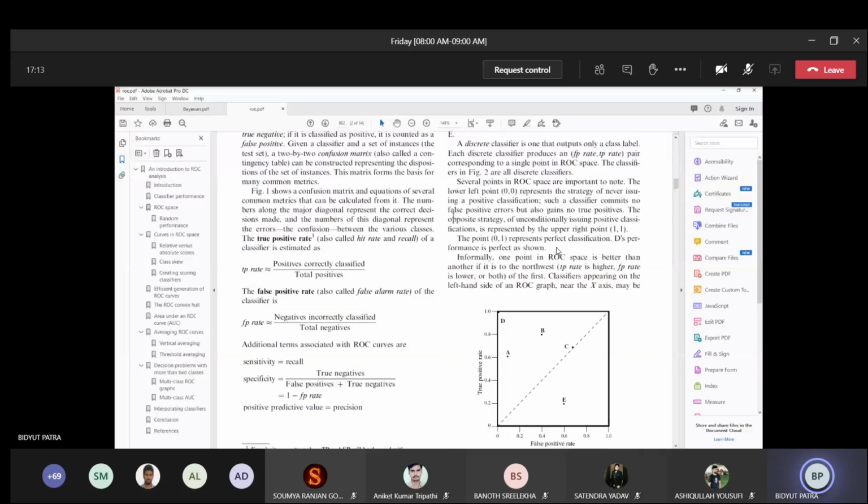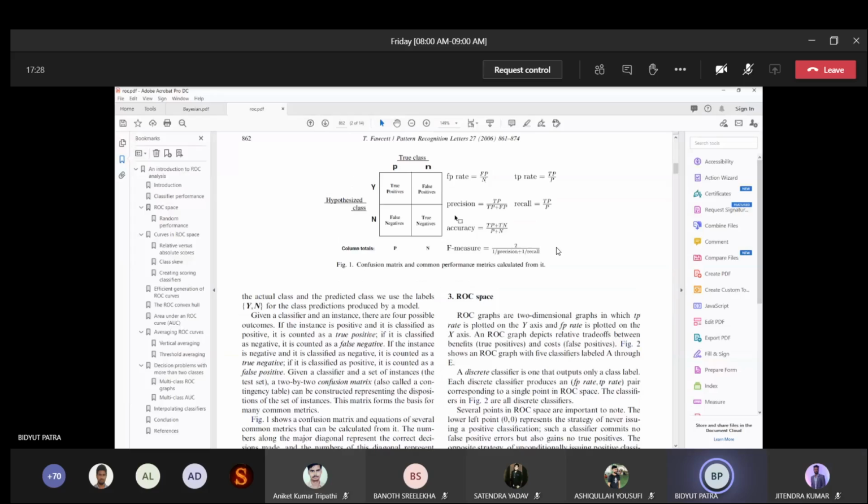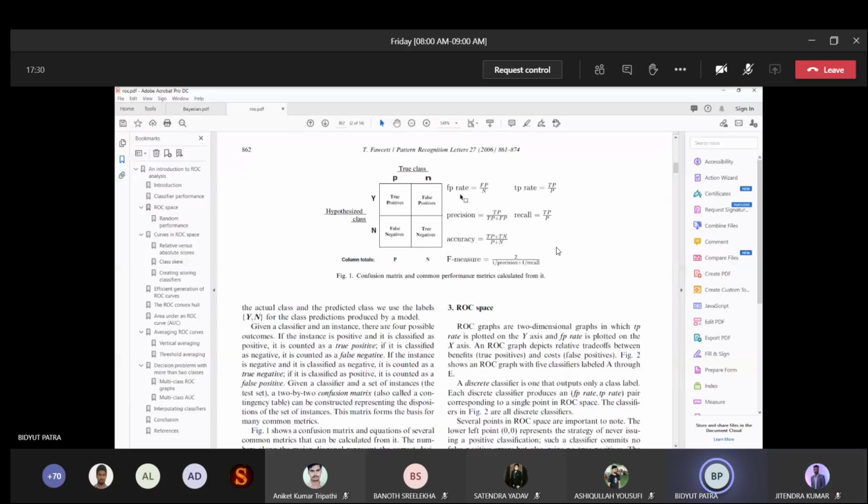Sir, here false positive rate is equal to false positive by n, where n is the total negative value, right? Yes. Okay, sir. Thank you. Yes, hopefully this is written. False positive rate is FP divided by n. Okay.